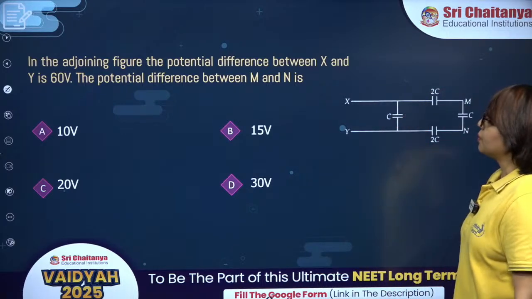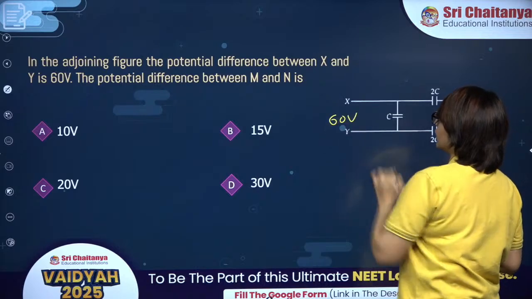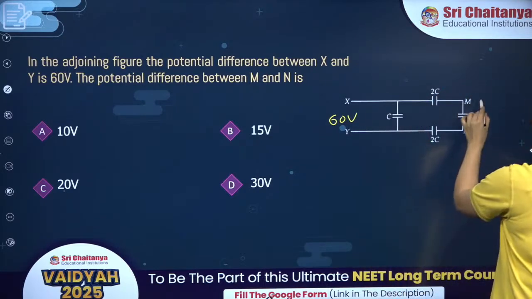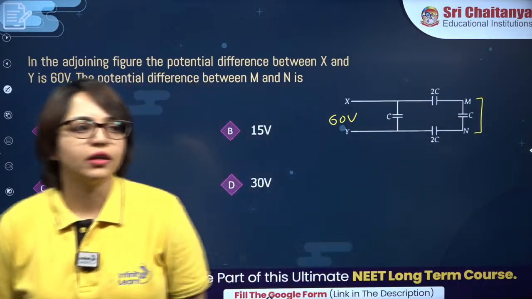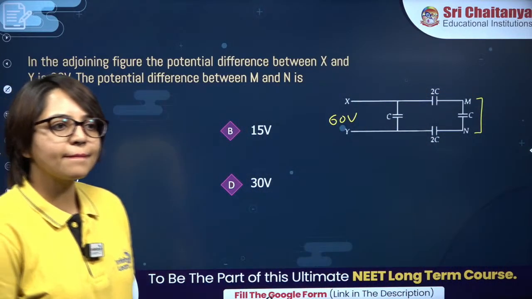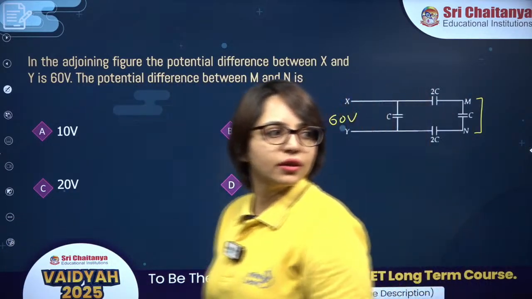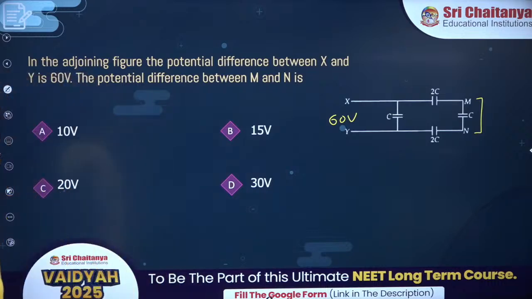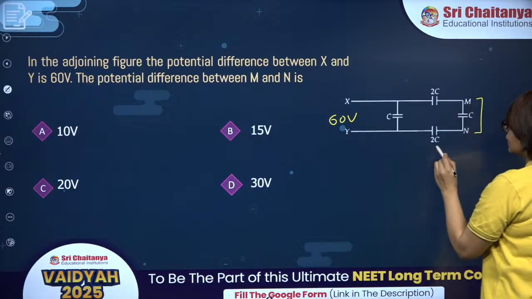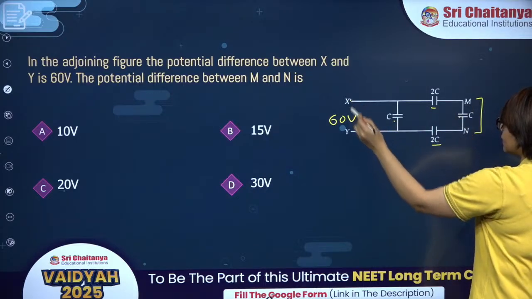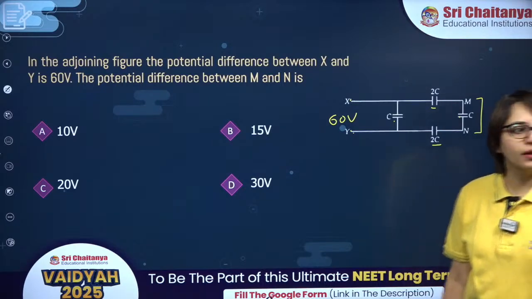In the adjoining figure, the potential difference between X and Y is 60 volt. We have to find the potential difference between M and N. Try this one, everyone. What is the potential difference between M and N? These are 2C, C and 2C, and the potential difference between X and Y is given as 60 volt.